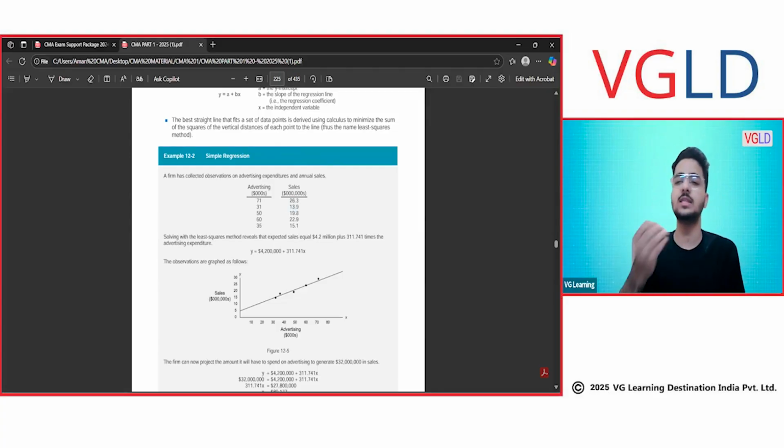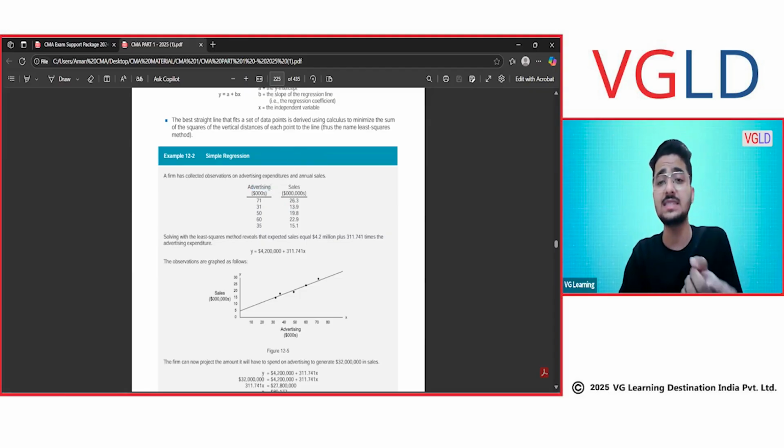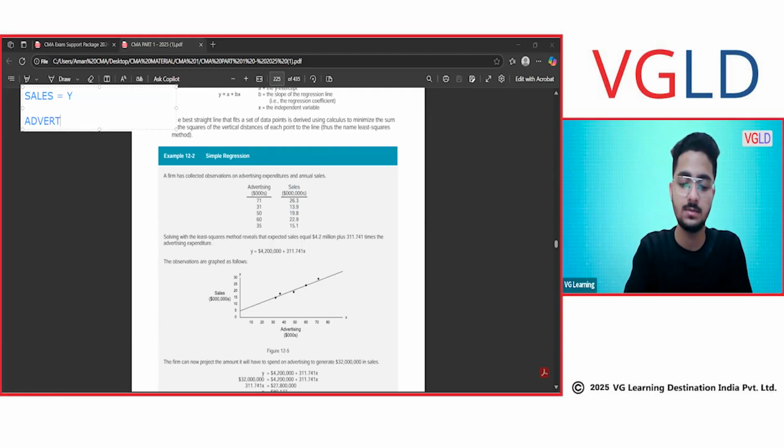Now, how can I find this particular factor? Because I know my independent variable is advertising. My sales is dependent on my variable advertising. That means my sales is the dependent variable. So my sales is Y. Advertising is my X.